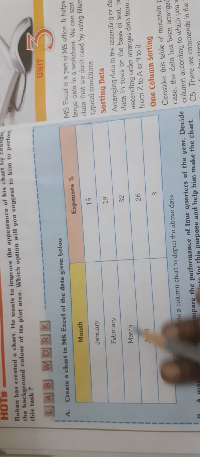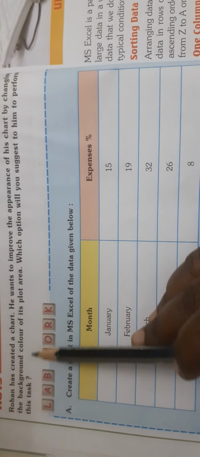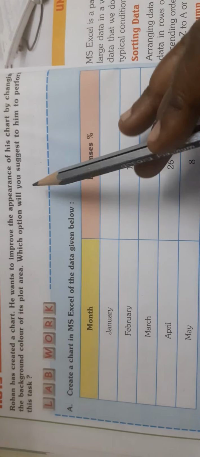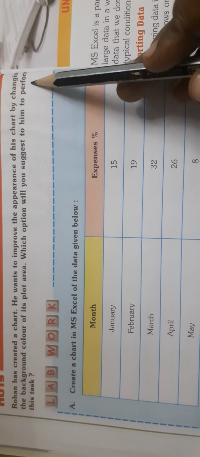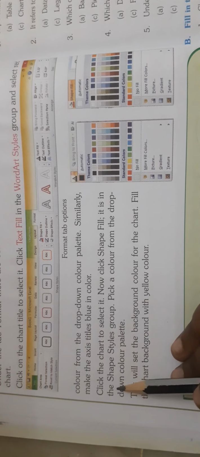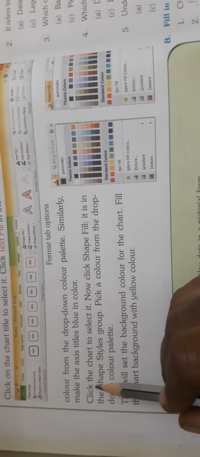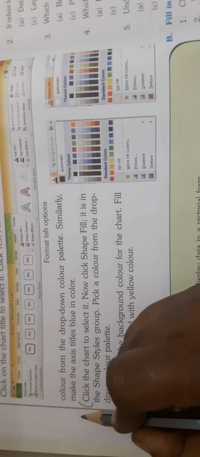Next, see hearts. Rohan has created a chart. He wants to improve the appearance of his chart by changing the background color of its plot area. Which option will you suggest to him to perform this task? So which option we will suggest to change the background color? Here is there, no? See. This is hearts answer, children.